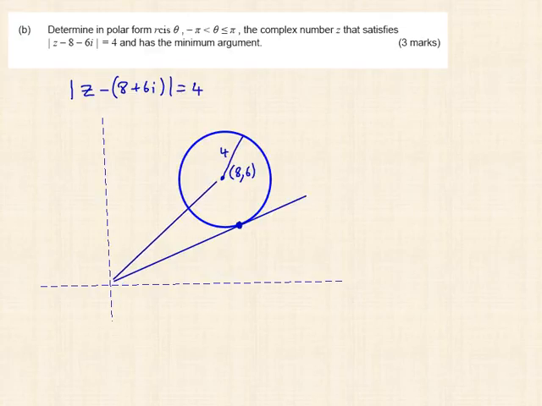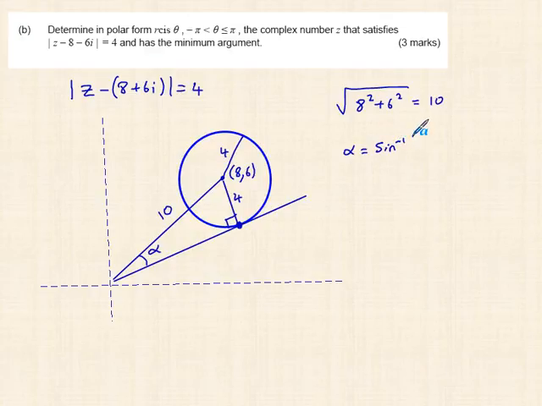Now, if we form this triangle here, it's right-angled just here. We know this is 4, and the square root of 8 squared plus 6 squared is 10, so this length is 10. The angle here, which I'll call alpha, is therefore, since this is the opposite and this is the hypotenuse, the inverse sine of 4/10.